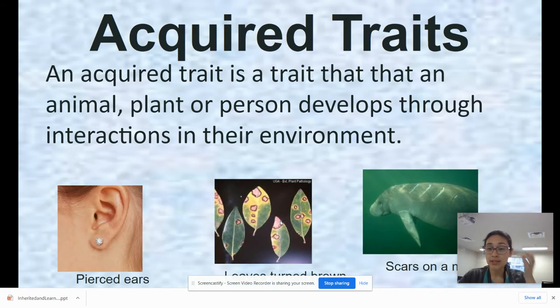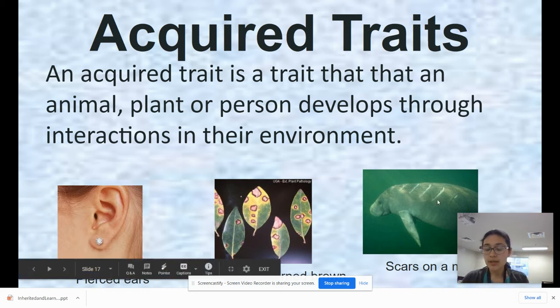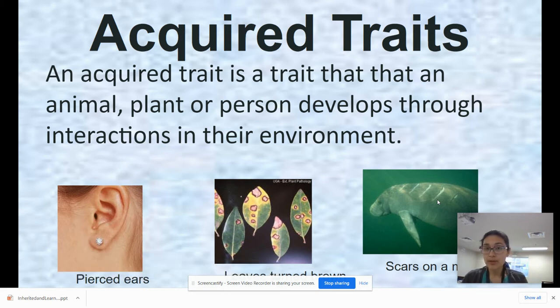The other type of trait is acquired. An acquired trait is a trait that an animal, plant, or person develops through interactions with the environment. These are caused by outside forces. These are not things that you get from your parent, but they are still traits because they describe you. These are things like pierced ears. You weren't born with them, but it is still something that can describe you. So it's a trait. Scars, again, you weren't born with, but if you have them, it's something that you can describe yourself with. It's an acquired trait because you did not inherit that from your parent.